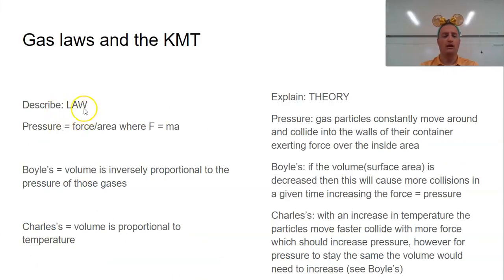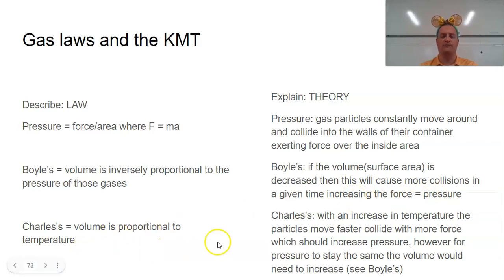So laws help describe what we see. We see that pressure is force divided by an area. Theories help explain. So the particles constantly move around, collide with the walls of the container, exerting force over that area. And this pressure can be pretty constant, even though not all of the particles are hitting the sides of the container at once. Boyle's law, inversely proportional: if the volume is decreased, there are more collisions in a given time, force is related to pressure, so this will increase the pressure.